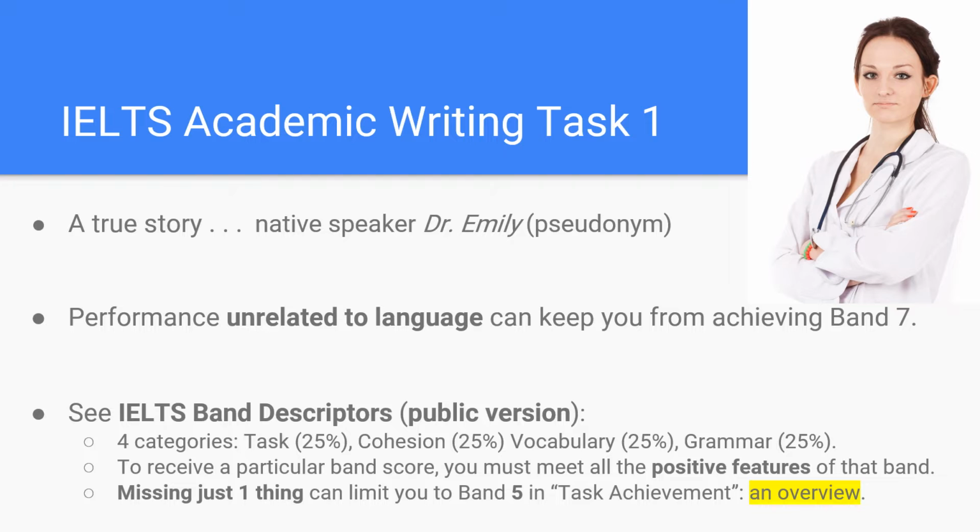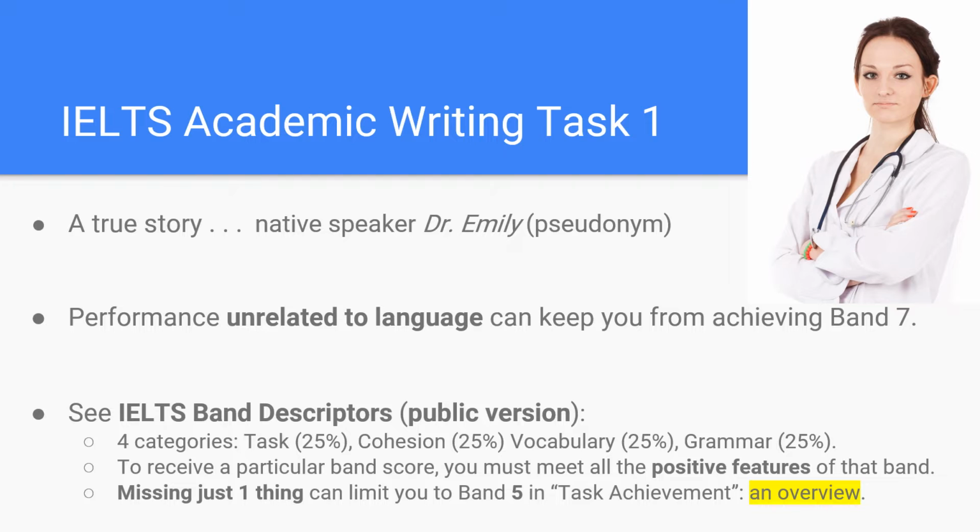The institution replied and said, "Sorry, there are no exceptions. We need to see proof of at least Band 7.5 in all 4 parts of the IELTS academic test." So Emily reluctantly registered for the IELTS exam, and given that she was a native speaker and highly educated, didn't bother to prepare beforehand. When she received the results 10 days later, she was shocked to see her scores. Band 9 in speaking, Band 9 in listening, Band 9 in reading, and Band 7 in writing.